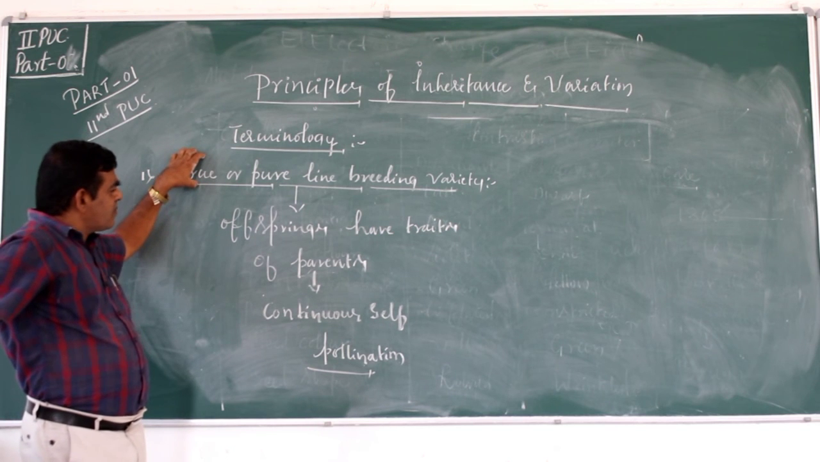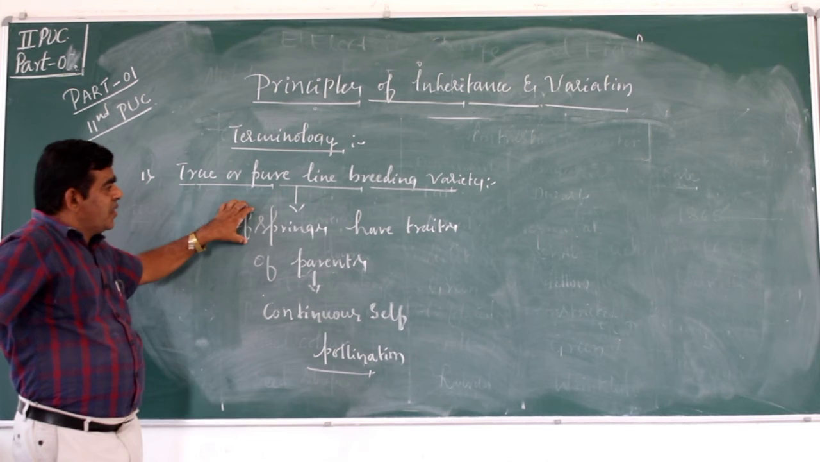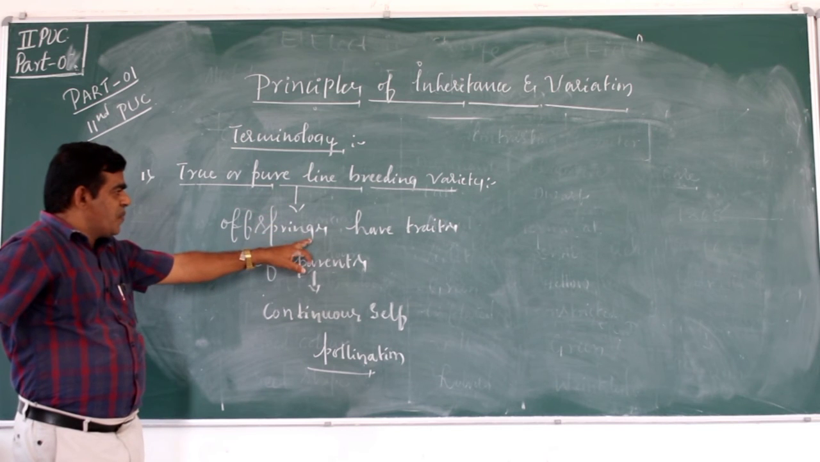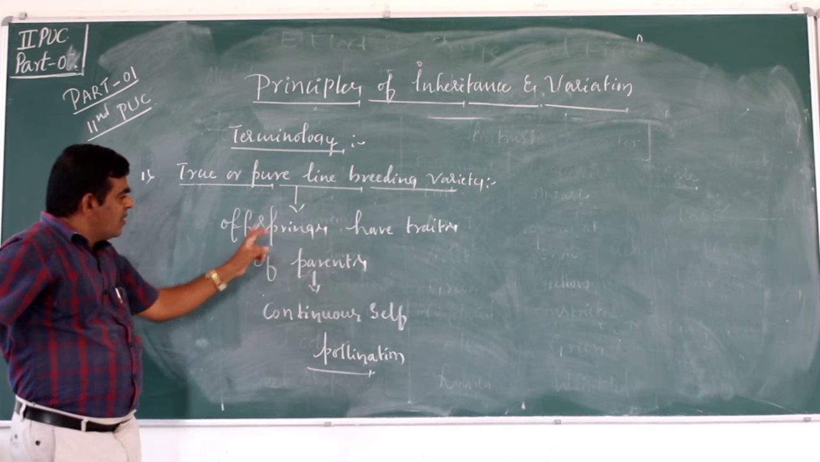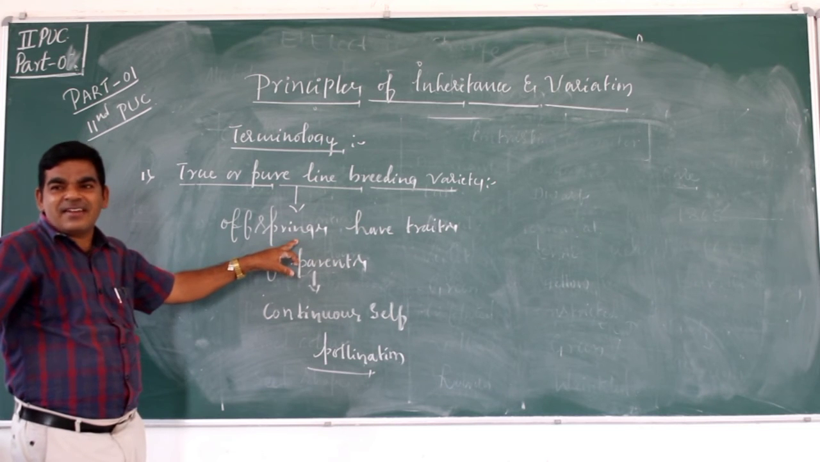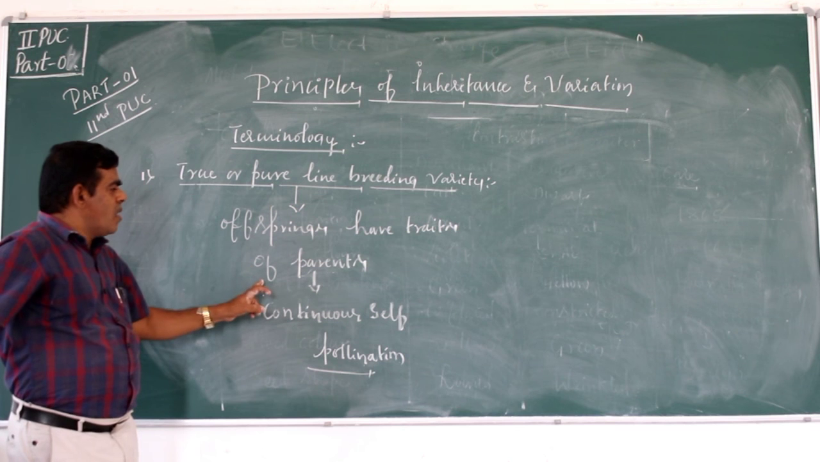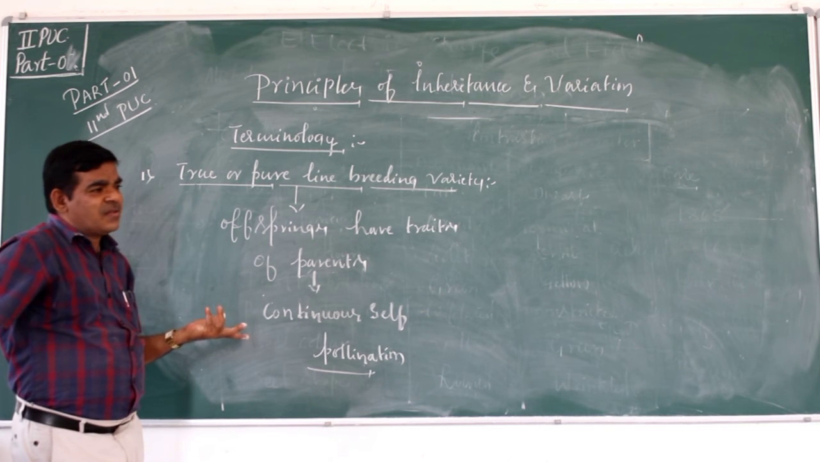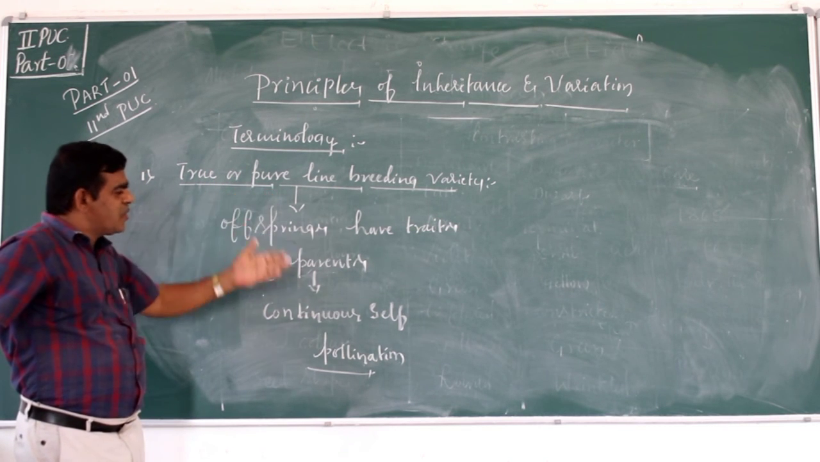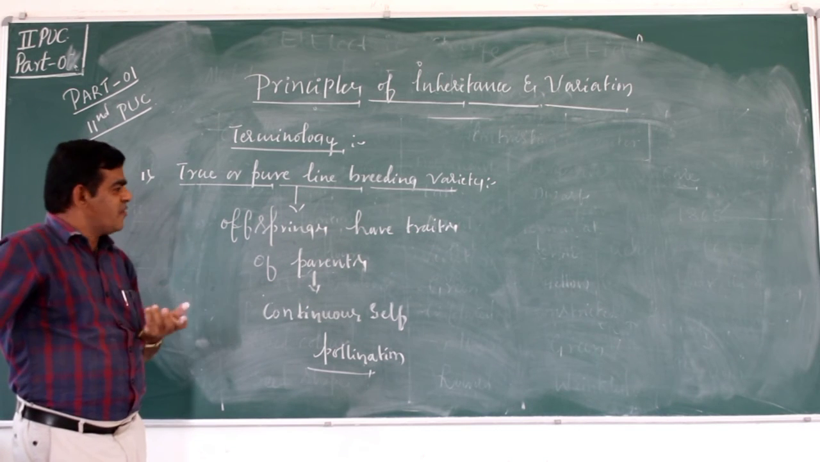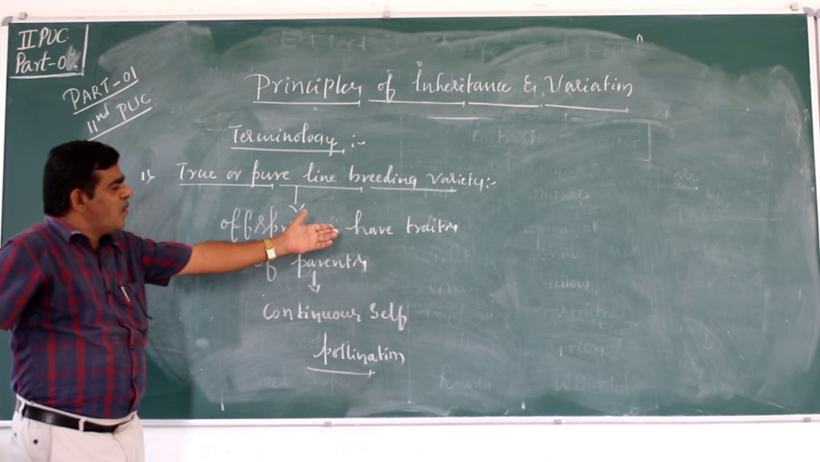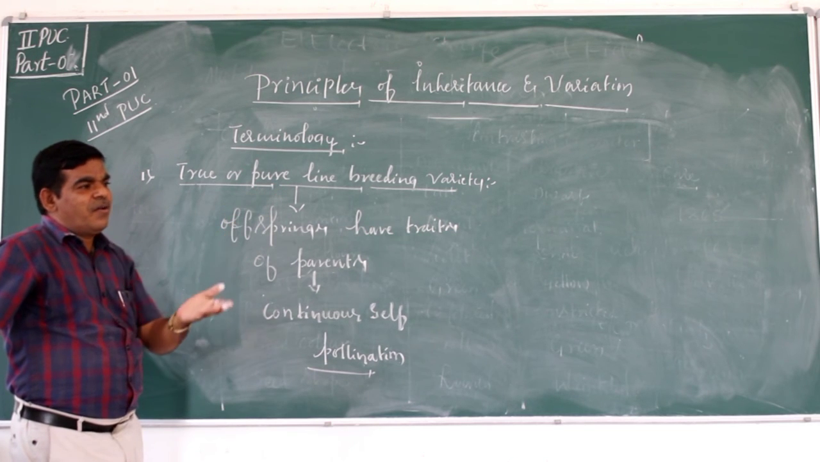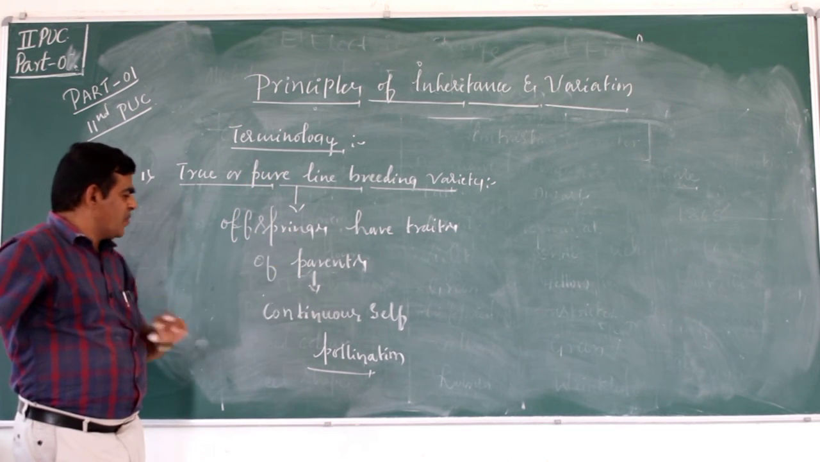Or true variety. The variety in which the offsprings have traits, meaning characters, of parents. That means the offsprings have their parental characters. Very simple. The characters can pass from parents to the offsprings. That's why generally the offsprings can have the traits of parents, or they resemble their parents, because the characters are passed from parents to the offsprings.